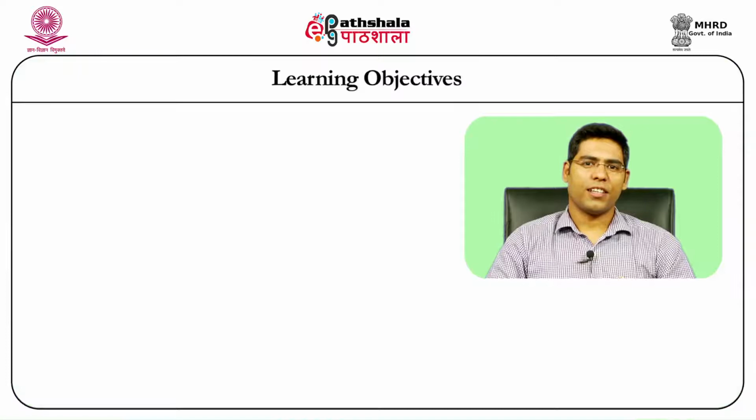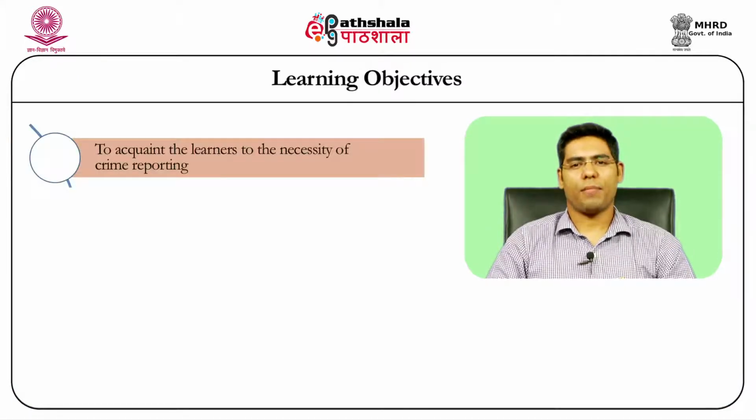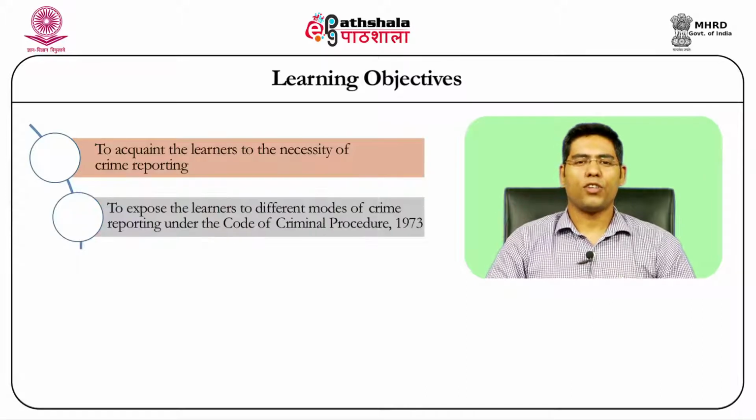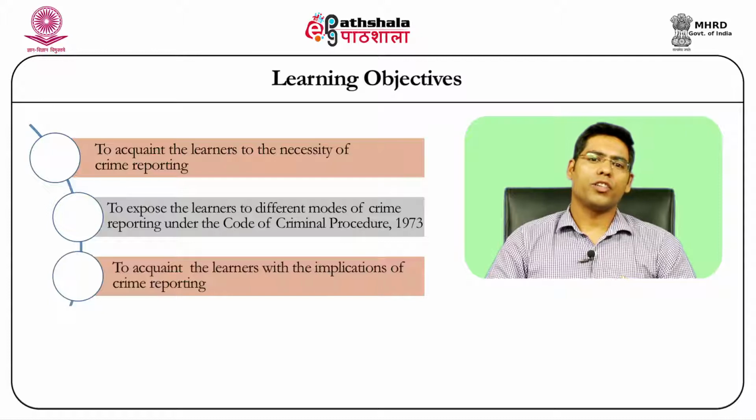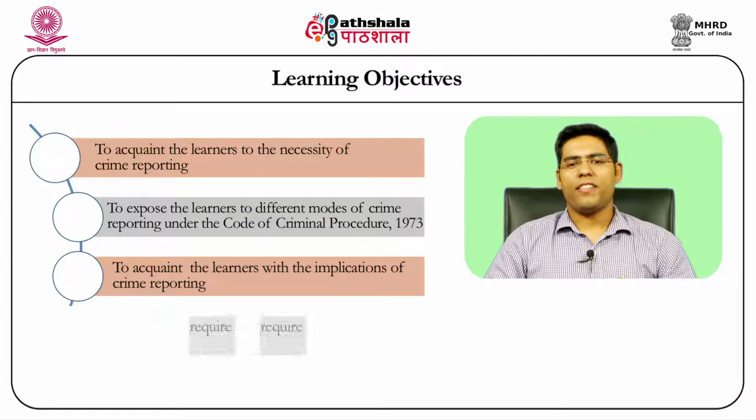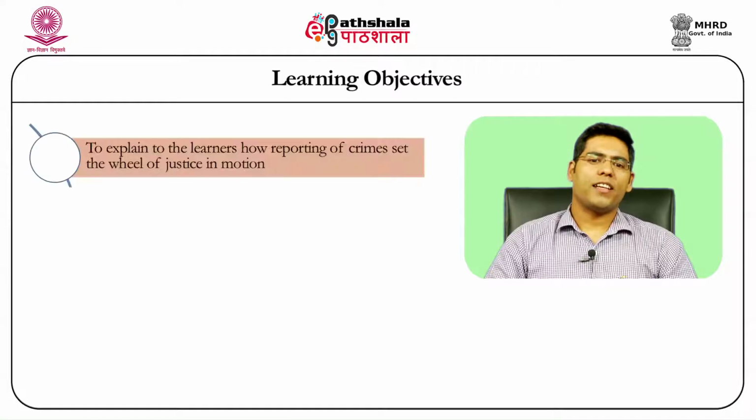First, the objective of this module is to acquaint the learners with the necessity of crime reporting. Secondly, to expose the learners to different modes of crime reporting under the Code of Criminal Procedure. Thirdly, to acquaint the learners with the implications of crime reporting. Fourth, to explain certain offences which require special reporting. And lastly, to explain how reporting of crimes sets the wheels of justice in motion.